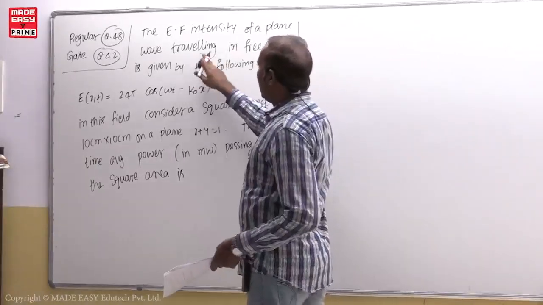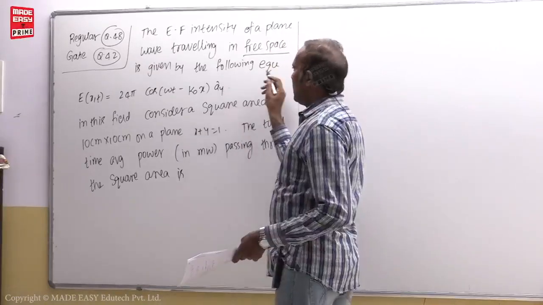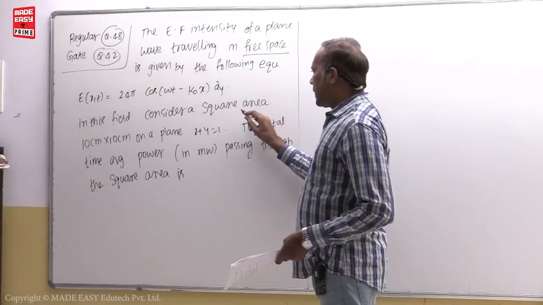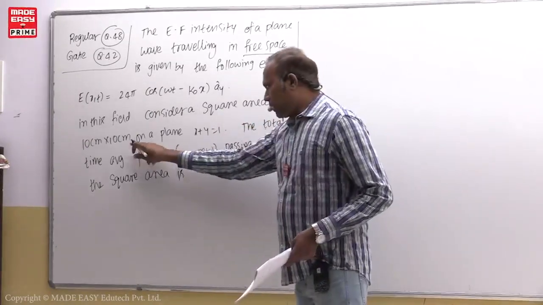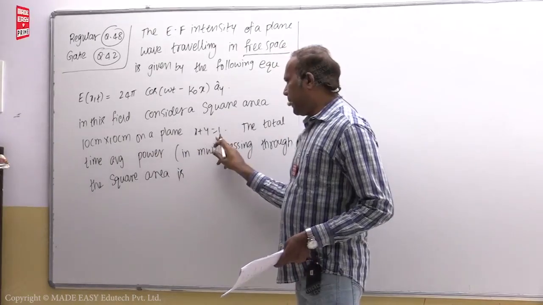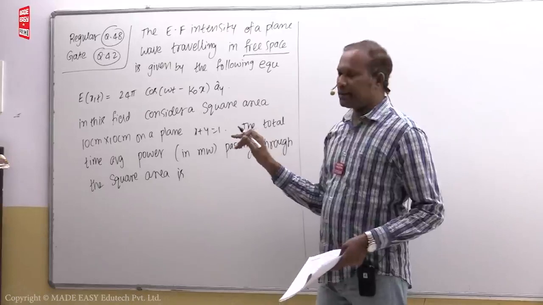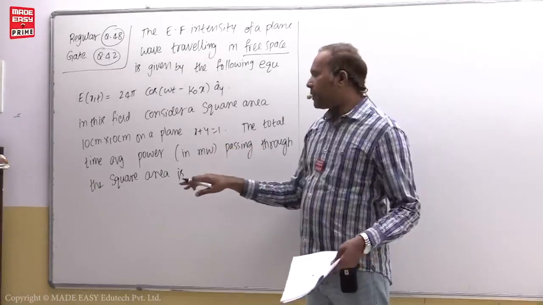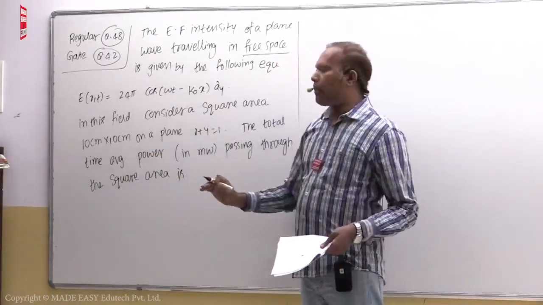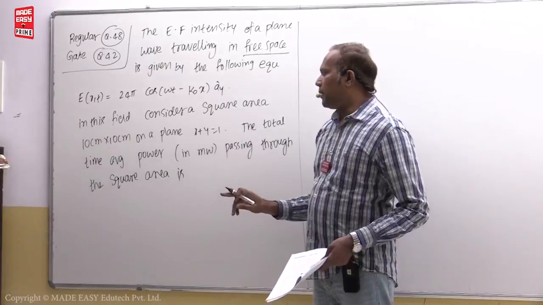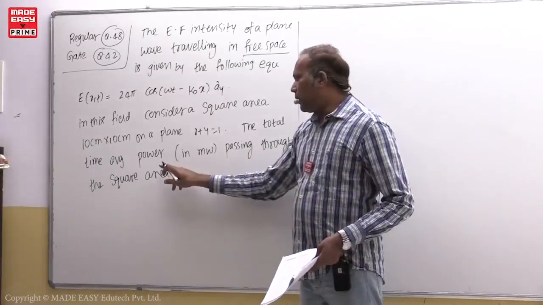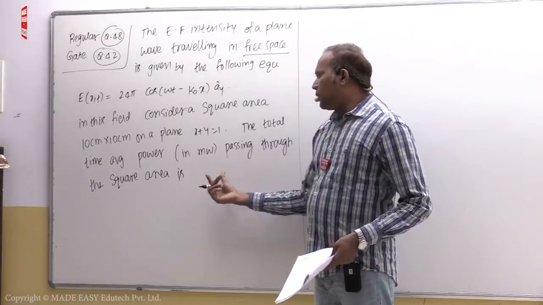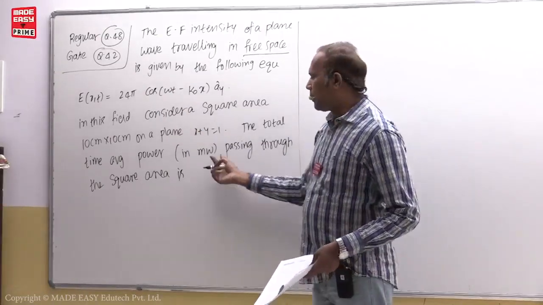The electric field intensity of a plane wave traveling in free space, air medium, is given by the following equation. In this field, consider a square area of 10 centimeter by 10 centimeter on the plane x plus y equal to 1. That means there is one surface, and on it the equation is x plus y equal to 1. Then on that big surface some area is taken. How much power crosses that area because of this electric field? So the total time average power passing through the square area has to be calculated in milliwatt.